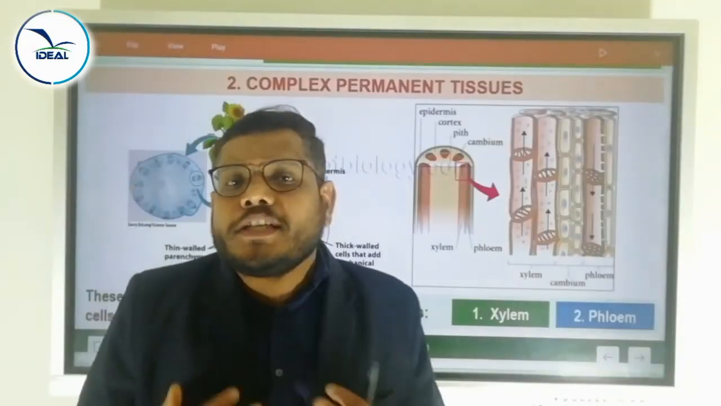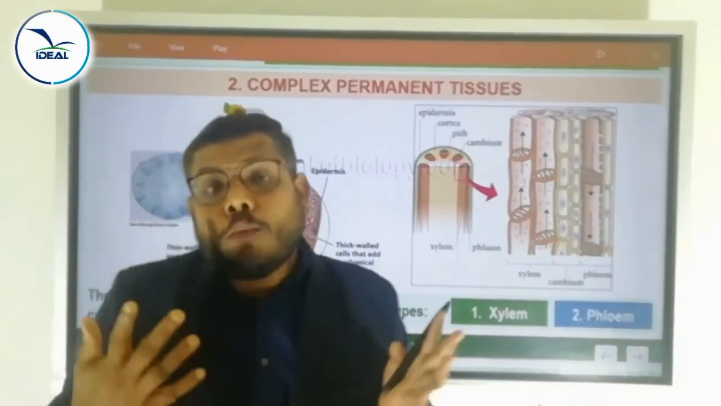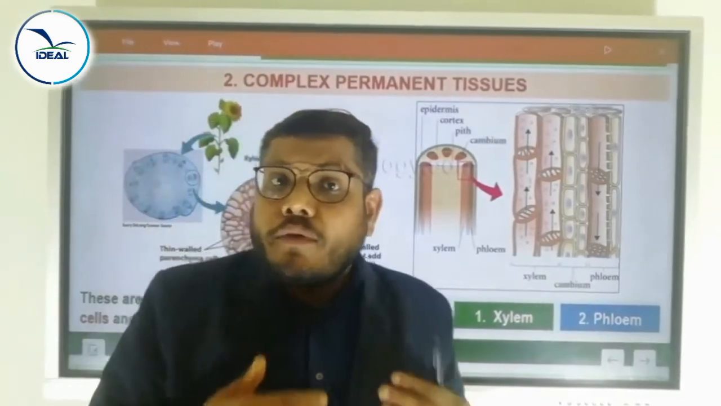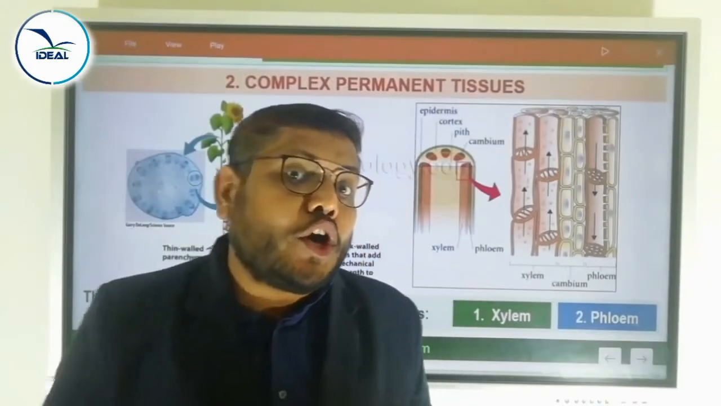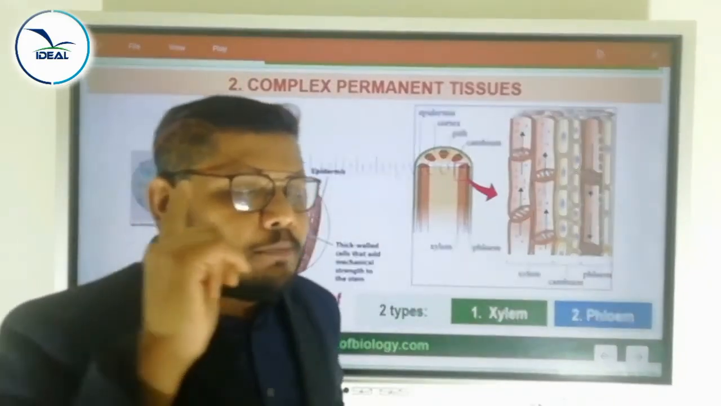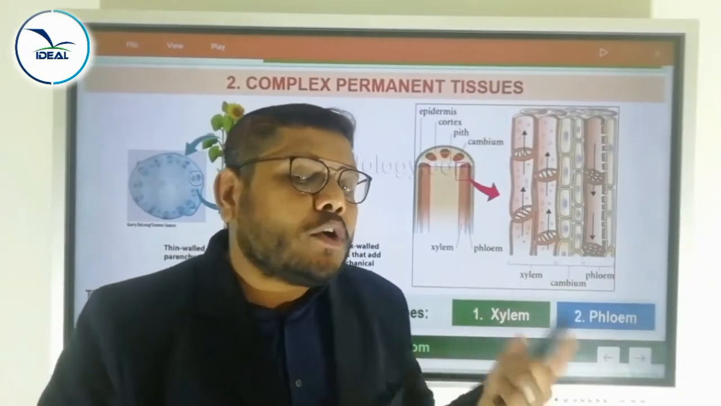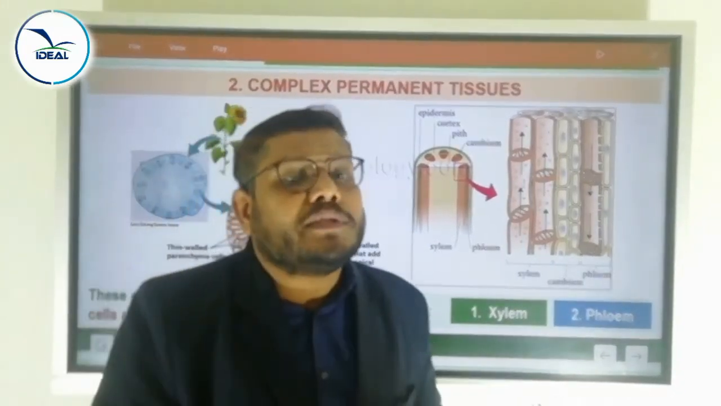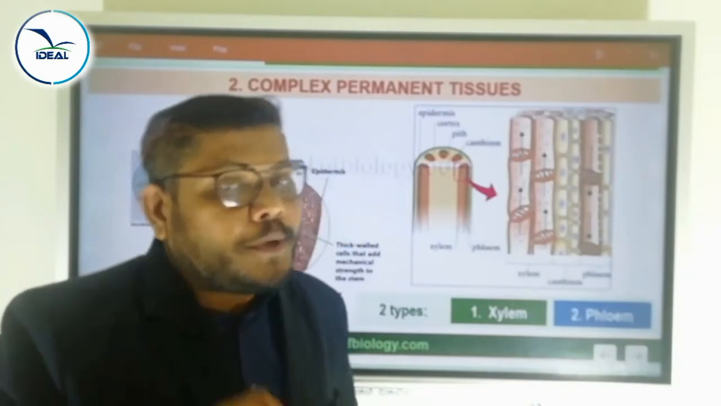Next one, complex permanent tissue. What is complex permanent tissue? This type of tissue is made up of more than one type of cell, and that is called a complex permanent tissue. If it is made up of one type of cell, that is called a simple permanent tissue. If it is made up of more than one type of cell, that is called a complex permanent tissue.